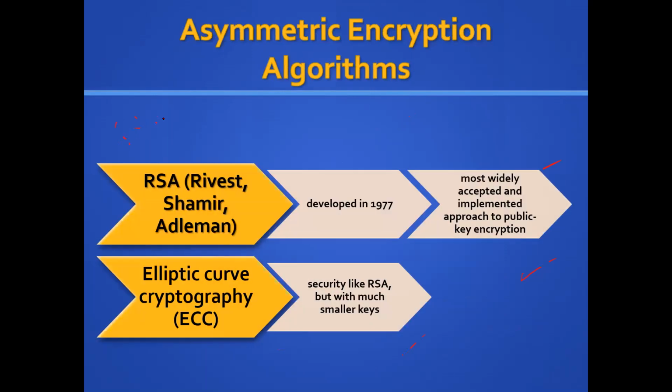And then, as I've said, over decades, more than a couple of decades, people have been trying to break it. RSA actually stands for the authors, Rivest, Shamir, and Adleman, right? Developed around the 1970s. That original idea and that original framework remains to this day. It's the most widely accepted and implemented approach to public key encryption, all right?